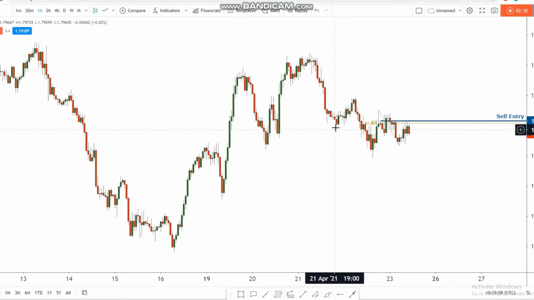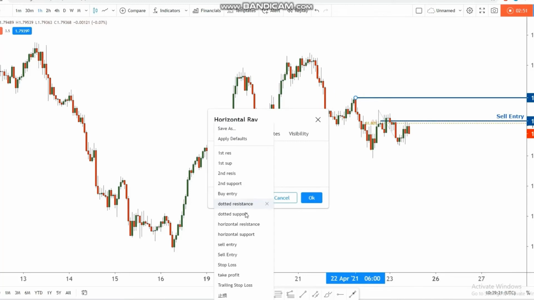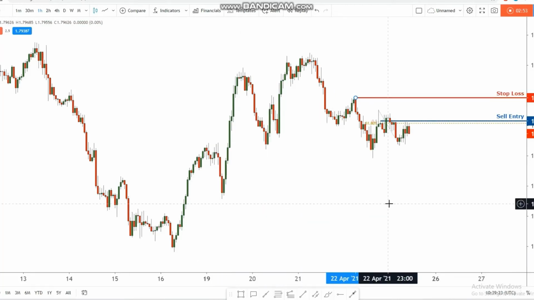The next level I can take is a stop loss level. For stop loss, I'll put it outside of this price structure here. You can see there's a trend line right here. So if I were to put it outside of the structure, I will tag it at this horizontal swing high resistance right here, and I will label this as my stop loss.